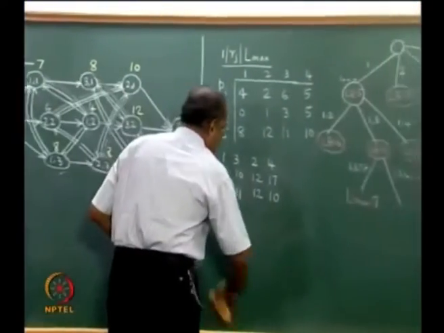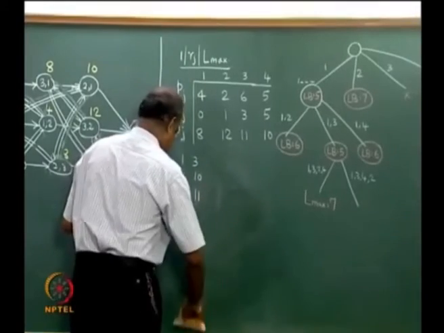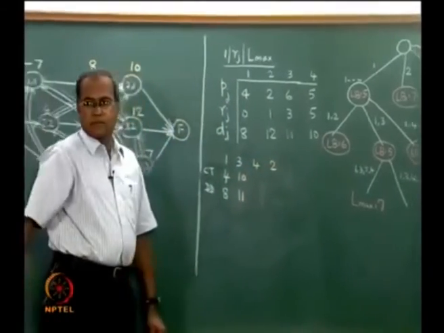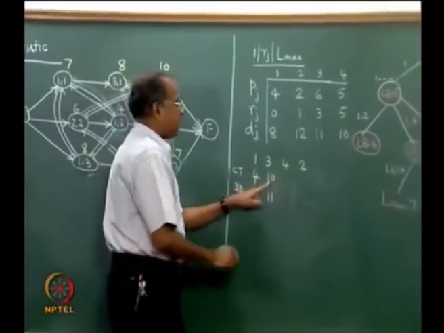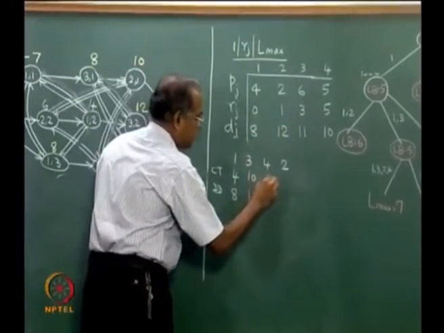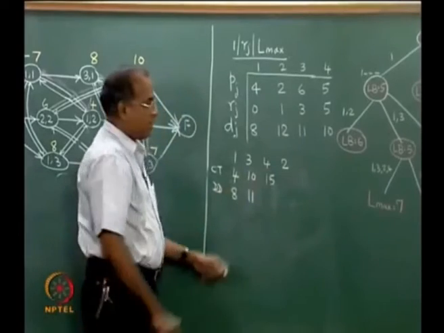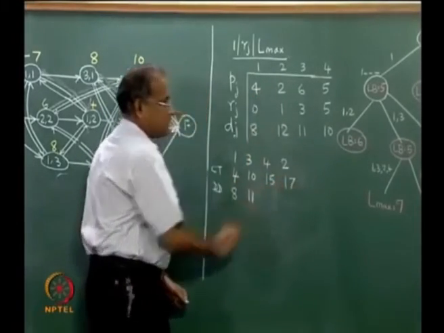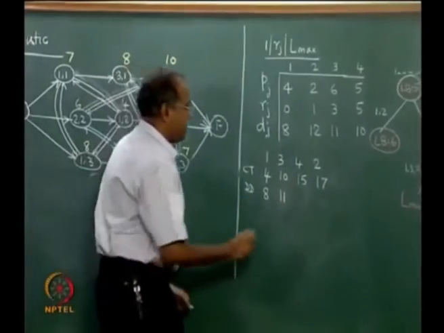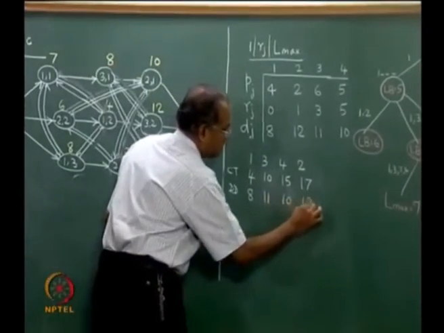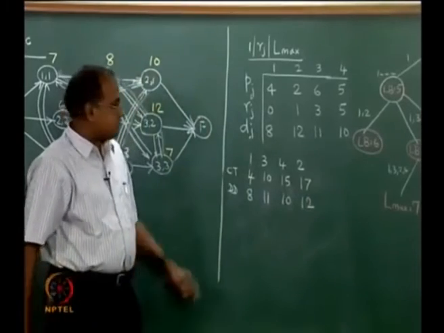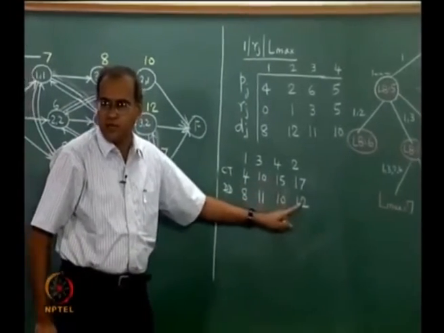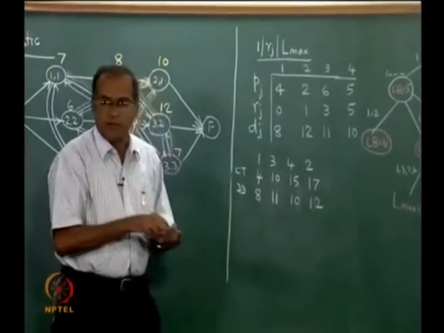Now, let us look at the other one, 1 3 4 2. So, at time equal to 10, 4 is available, 15. At time equal to 15, 2 is available, 15 plus 2 is 17, and the due dates are 10 and 12. So, L max is 5.